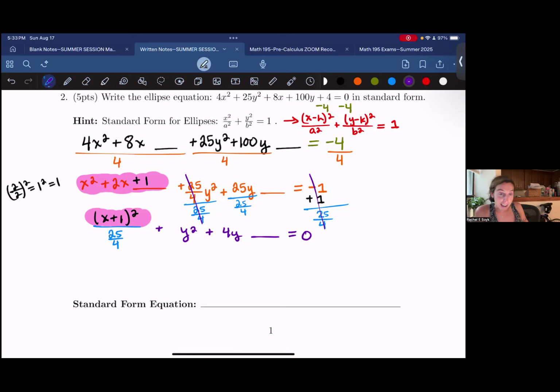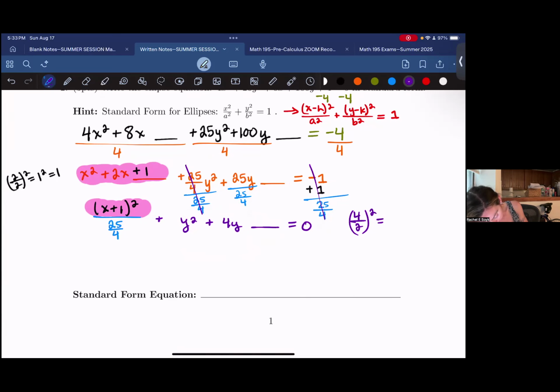All right. Now we are ready to complete the square with our y's. Our b value is 4, so 4 divided by 2 in parentheses squared is just 2 squared, which is 4. That's what we are going to add to both sides of the equal sign. And so now we are going to add 4 to both sides of our equal sign in order to balance everything out.